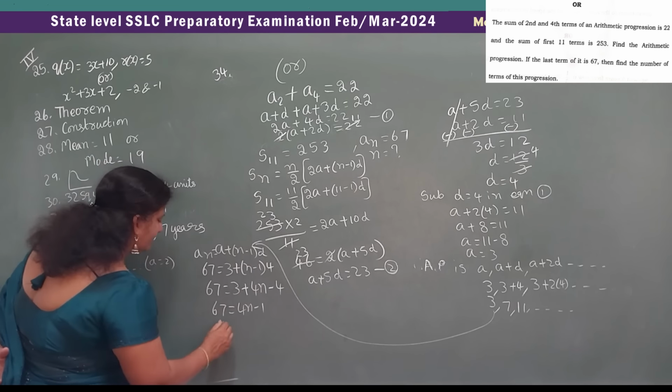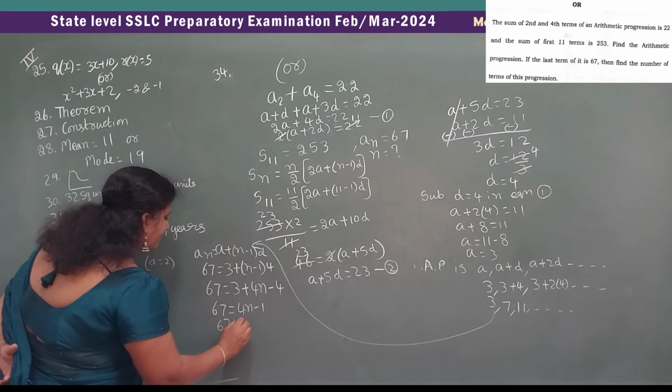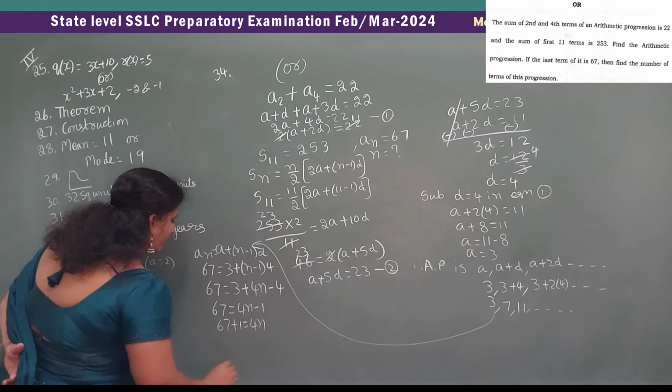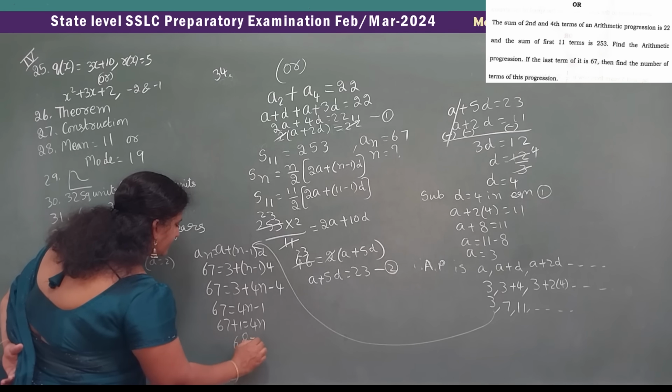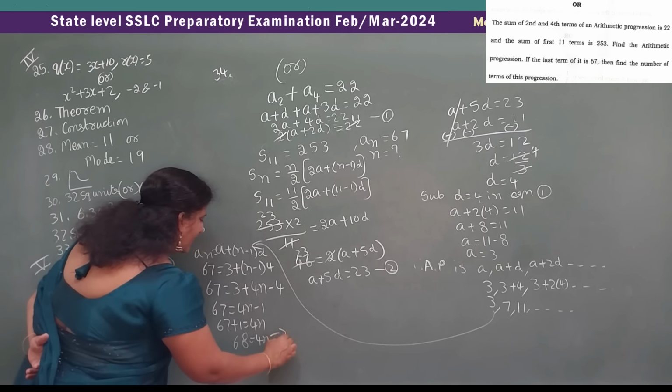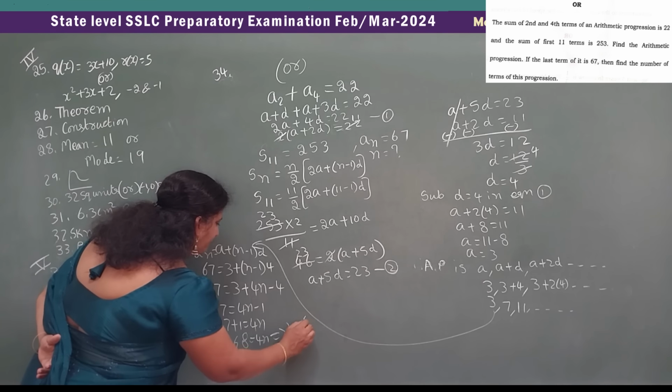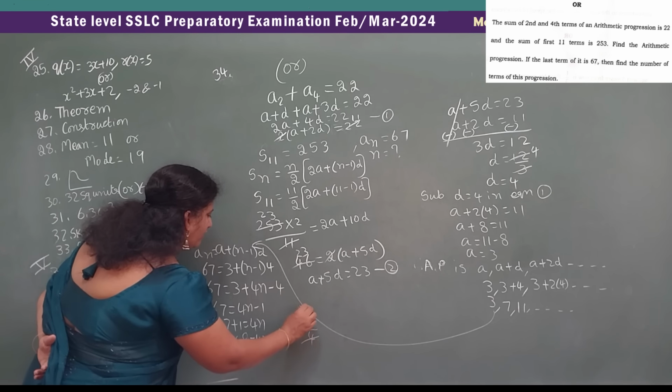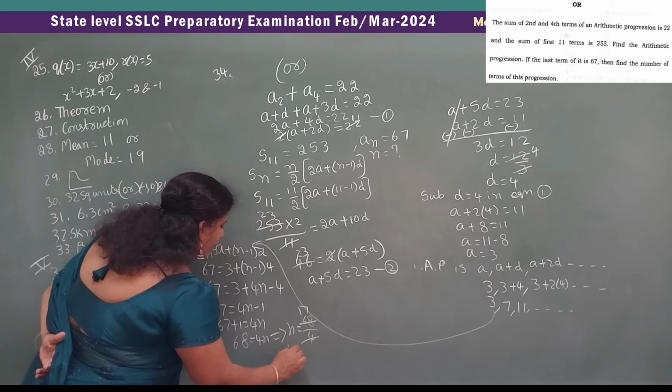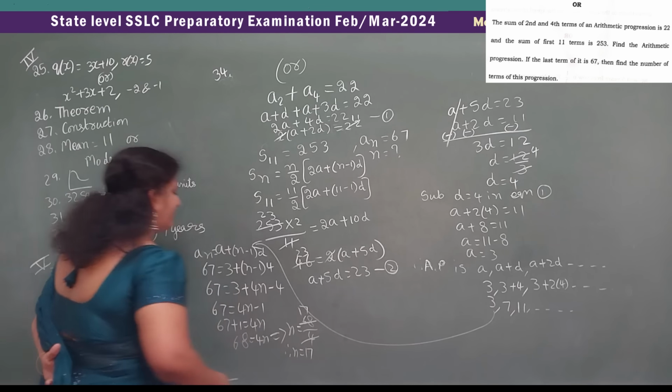67 is equal to 3 minus 4, which will be minus 1. That minus 1 bring this side. 67 plus 1 is equal to 4n. 68 is equal to 4n. That implies n is equal to 68 by 4. 4 ones are 4, 7 fours are 28. Therefore, n is equal to 17.